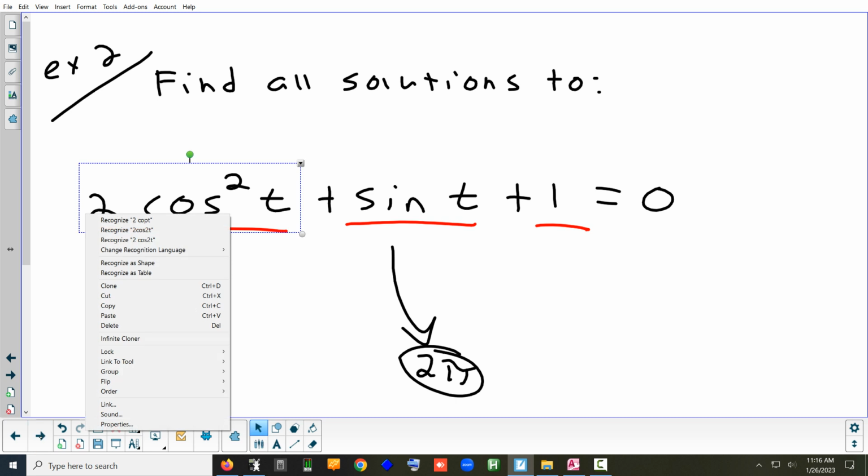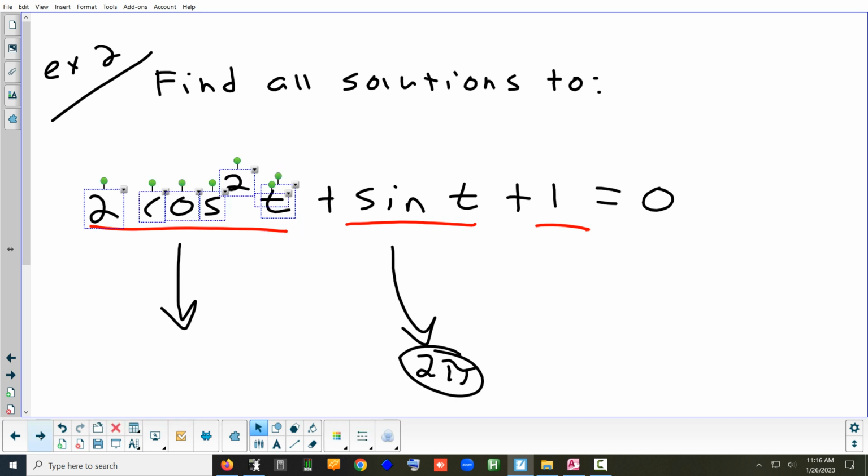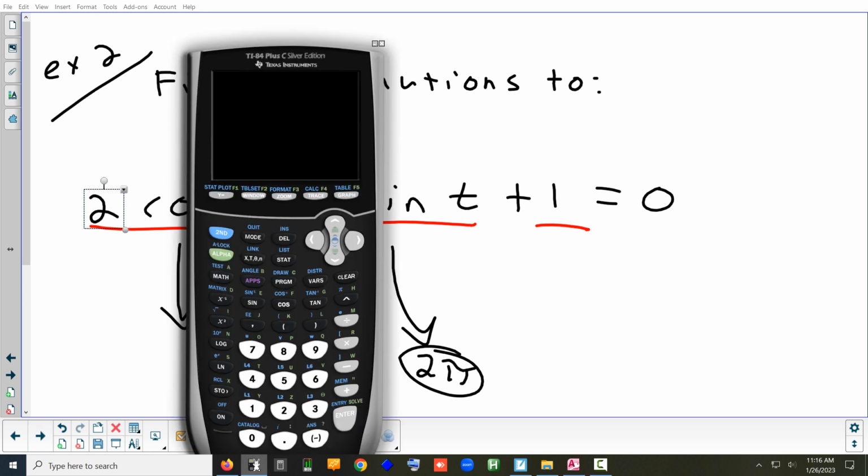The 2 does not affect the period. That's a vertical stretch. If you had a number next to the t, that would be a horizontal stretch or compression. Yes, that would affect the period. But this 2 doesn't. So don't worry about the 2 for right now. Let's just put in cosine squared.